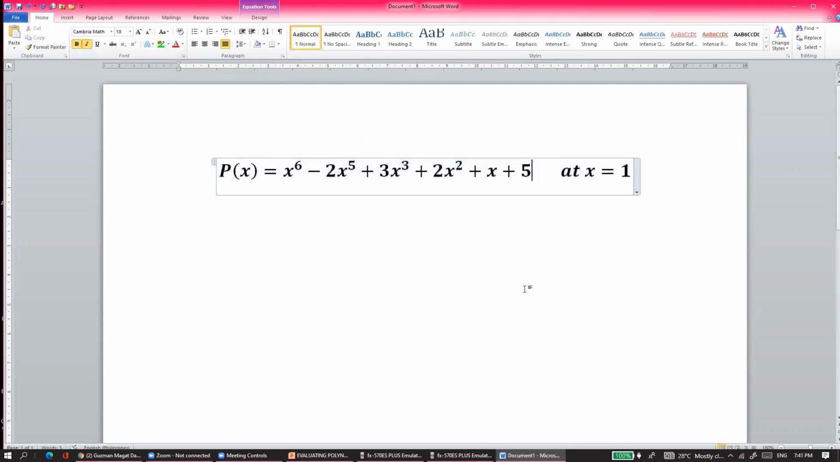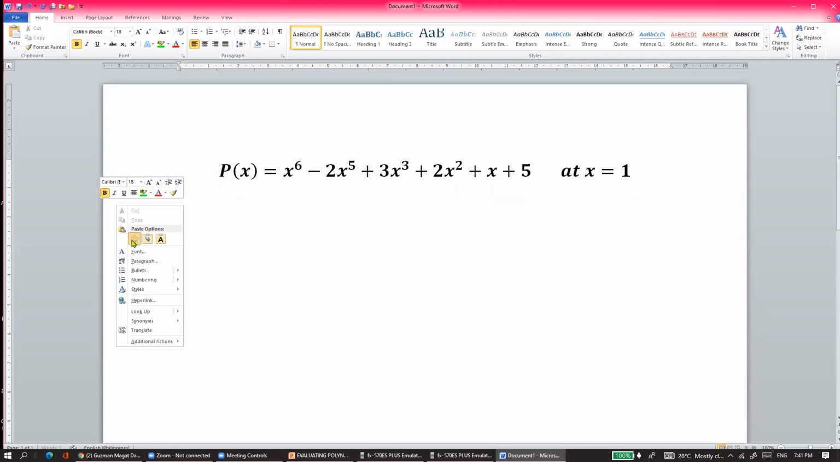Nag-guess mo ba siya, anak? Nababasa ba? Yes, please. Readable siya. Okay. Ito yung susunod na gagawin ko niyan. Copy ko lang yan para ma-solve ko ang P of 1. Sa totoo lang, ang i-calculate lang natin dyan using the substitution method is P of 1.